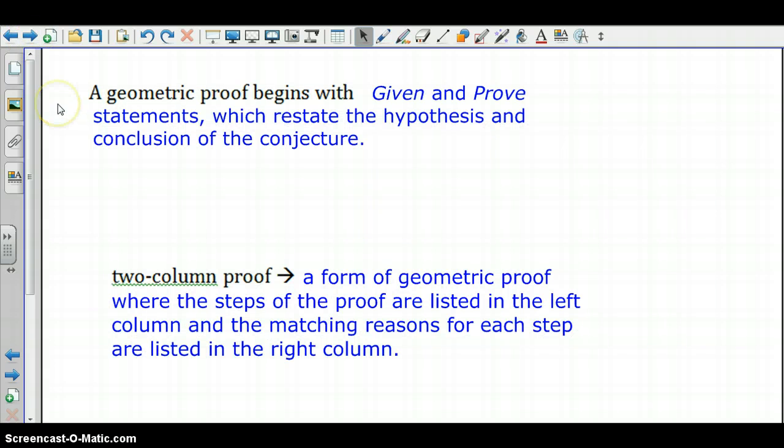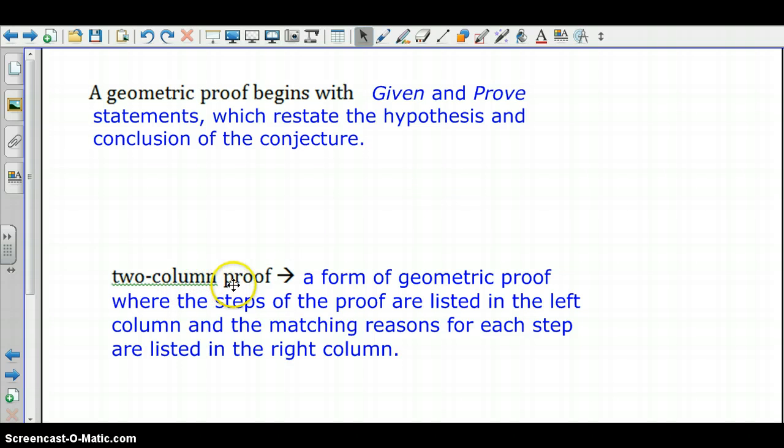So let's talk about what a geometric proof begins with. You will be given two statements, or two sets of statements: a given set and a prove set. The given information is where you start. The prove is the conclusion you're trying to reach. These restate the hypothesis and conclusion of some conjecture.